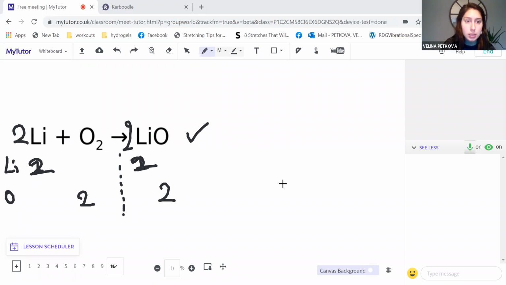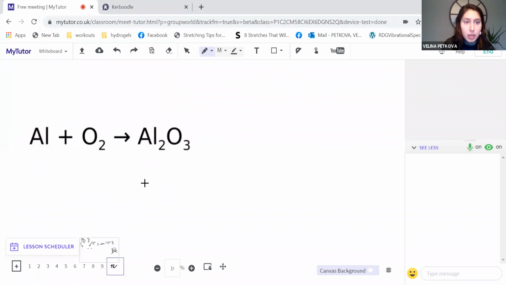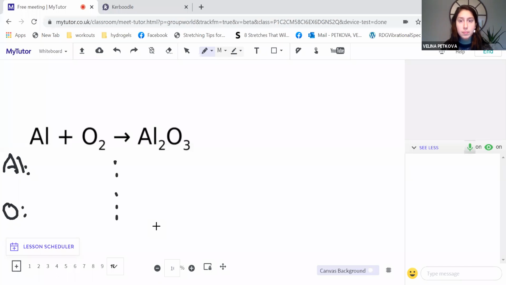Okay. Let's see, I think I've got one more example. Okay, so let's give this one a go. Where should we start with this one? So once again, I'd say write down how many of each thing you've got. So yeah, we've got 1 aluminium on that side. How many aluminiums do you have on the right? So we've got 2 aluminiums. What about the oxygens on the left? We have 2 oxygens and we've got 3 oxygens on the right.